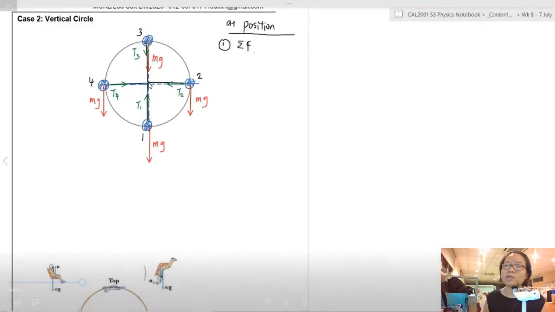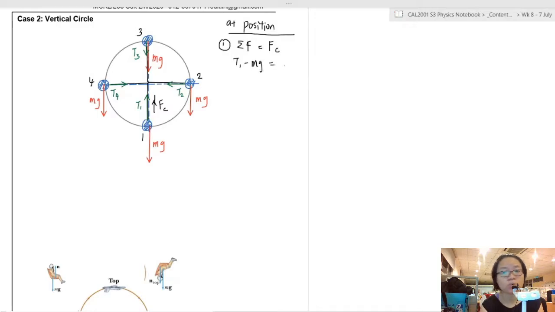So at position 1, we always do the same thing. We find net force. Here, net force will be equal to T1 minus mg, because we are taking the direction towards the center as positive. So no longer up, down; towards the center is positive. So T1 minus mg is Fc. So T1 will be Fc plus mg. Because at the bottom, the tension needs to do two things: provide centripetal force and support the weight. Very tired, that's why tension is very big.